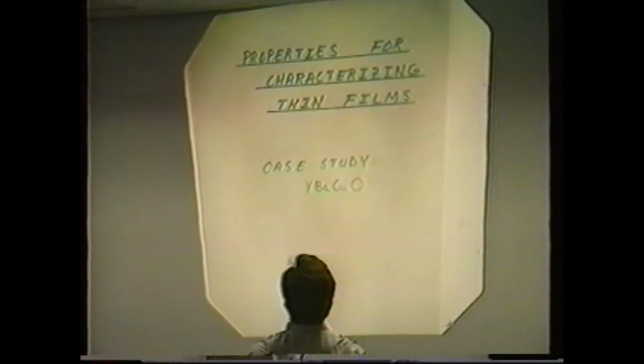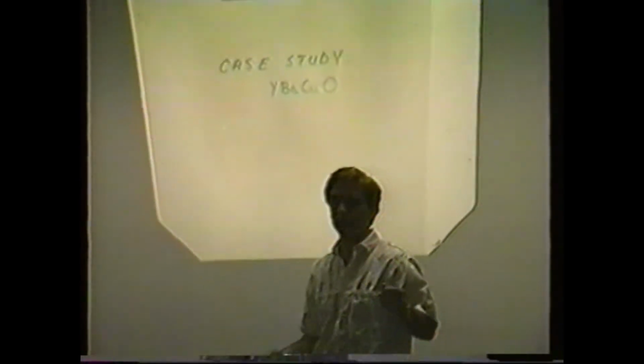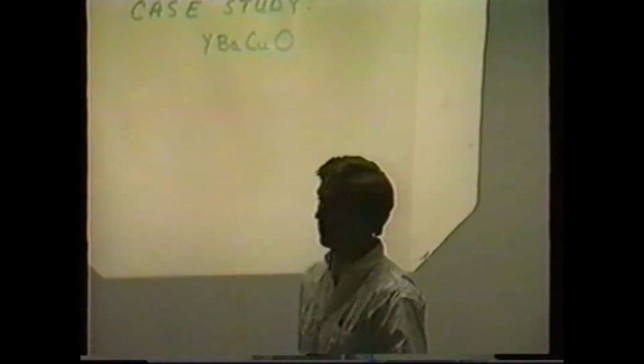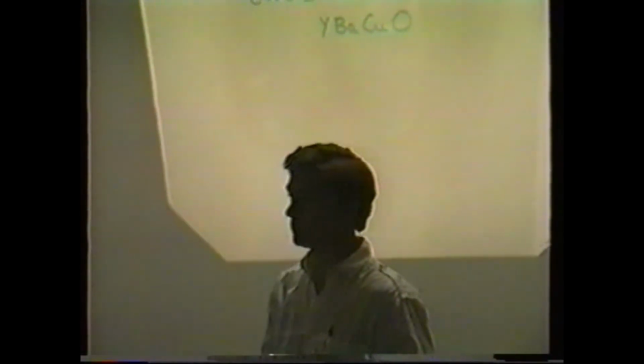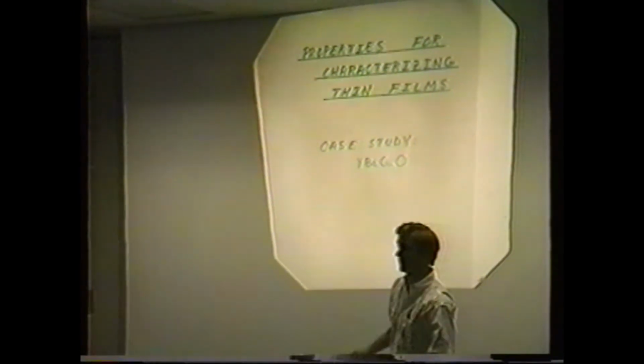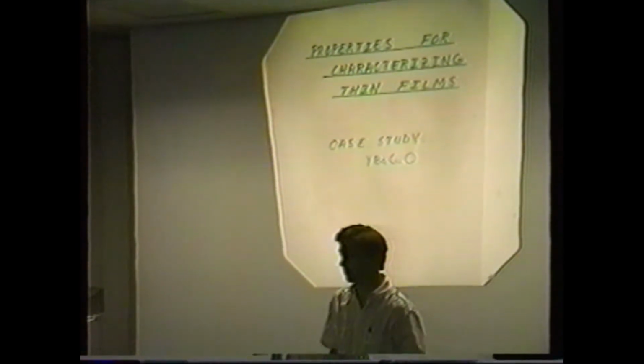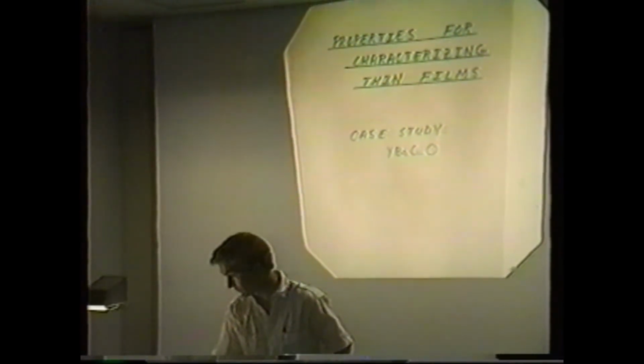Properties for characterizing thin films. We arbitrarily took, because of the literature, an yttrium barium copper oxide. So when we start talking about elemental analysis and some of the analysis we're going to do, go back and remember this is the compound that we're talking about. And we'll be discussing the properties of thin films and ways to characterize them.